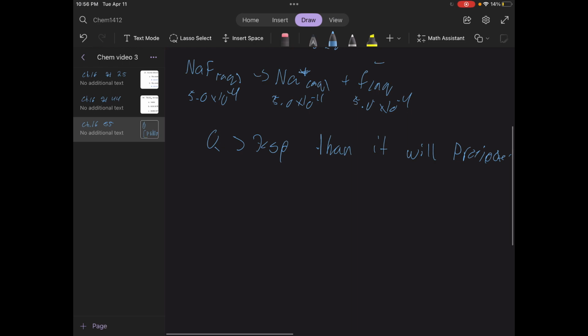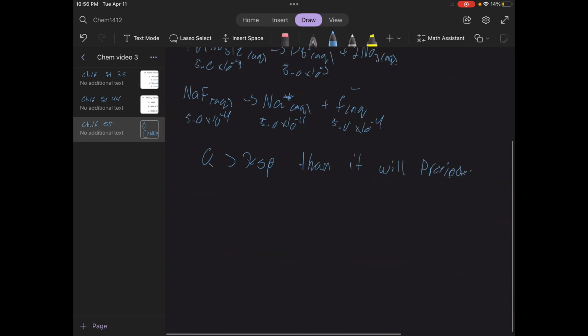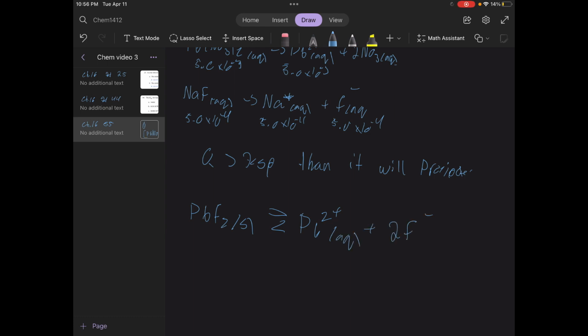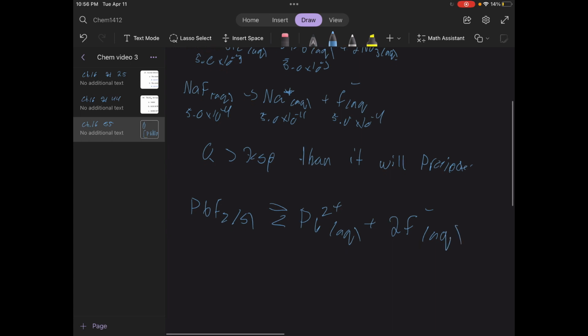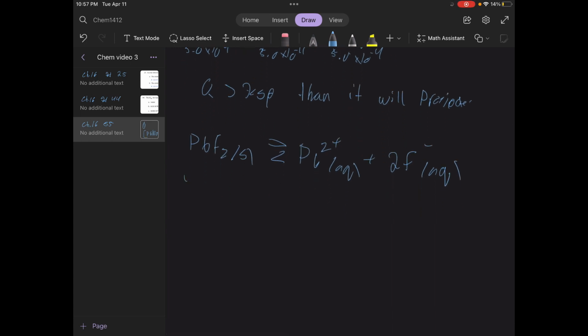So first we've got to start our ICE chart. It's asking for PbF2 solid, so we know it's going to go something like this: PbF2 solid goes to Pb2+ aqueous plus 2F- aqueous. Here we start with our ICE chart. So ICE. This one isn't going to matter.